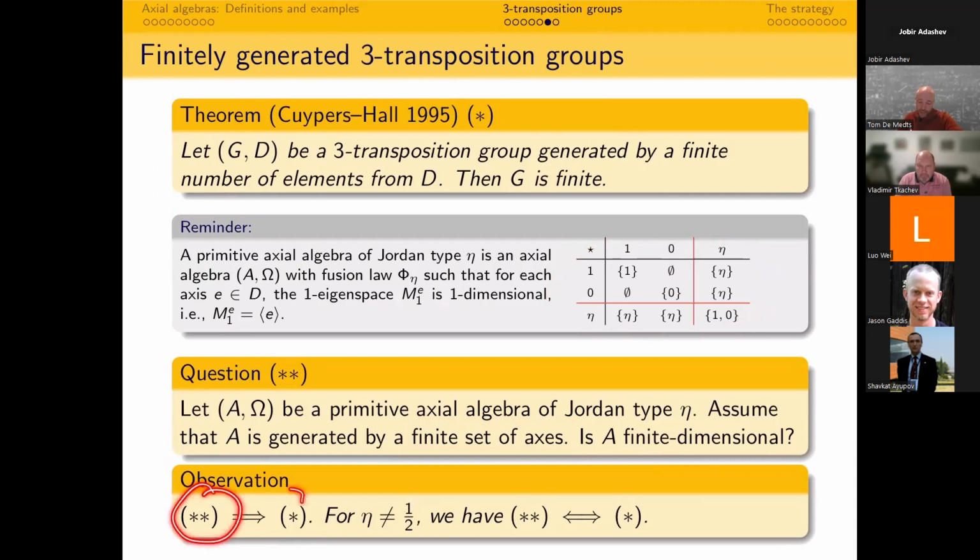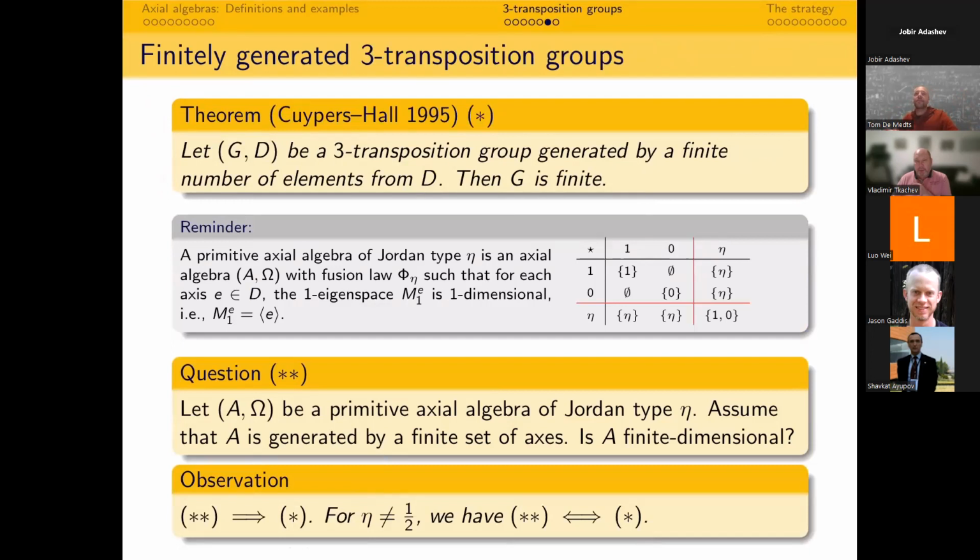And if this is true, then in particular we have a new proof of the statement. This is just what you get by plugging in a three transposition group, getting the corresponding Matsuo algebra, which is a primitive axial algebra of Jordan type eta, and you would have the result. In fact, you can even show that it's equivalent for eta different from 1/2. You have an equivalence between these two. But in any case, we do it for general eta, and it's a more general result than just this result. Okay, so that's our strategy.